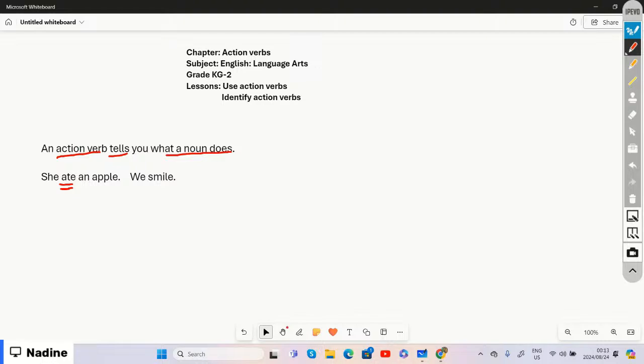So basically, this is our action verbs. And the action verbs tell us what the noun does. And the noun tells us either what the person, animal, or thing does.